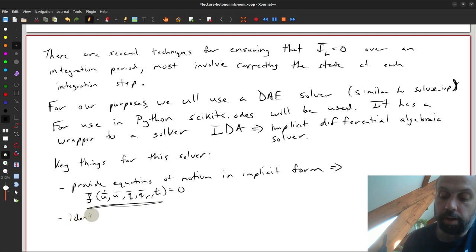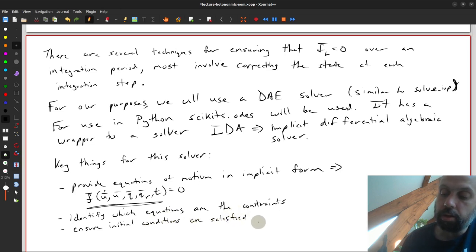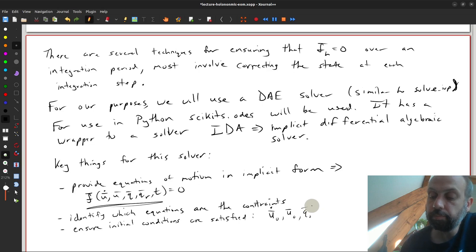You're going to have to identify which equations are the constraints, which is not too big of a deal. But you're also going to have to ensure that the initial conditions are satisfied. And there's one difference here. We're going to have to set the initial conditions for the u dots. All right, so the u dots, the u's, and the q's, right? And so we didn't have to ensure that this initial condition is satisfied before, but we'll need to do that in this case.